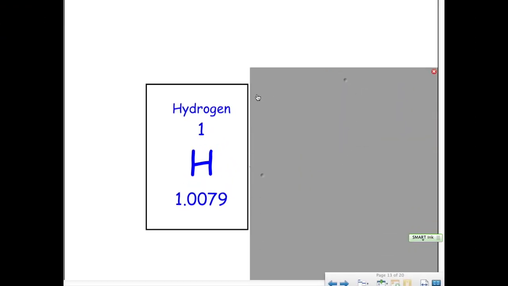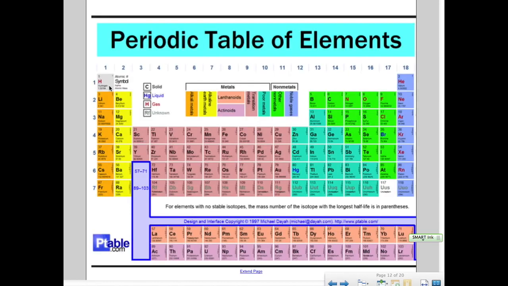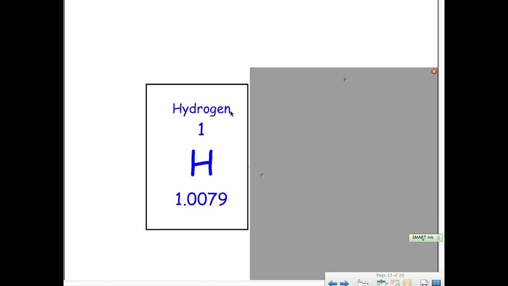All right, so this box, just go ahead and draw this box and make it big enough so that you can actually label the parts. So here we have a box that is of hydrogen, and the information inside of here is just taken from this part right here on the periodic table. So go ahead and draw this, and let's label it.